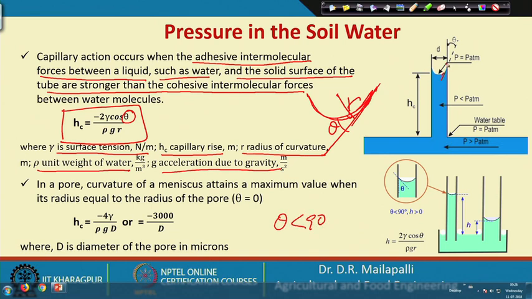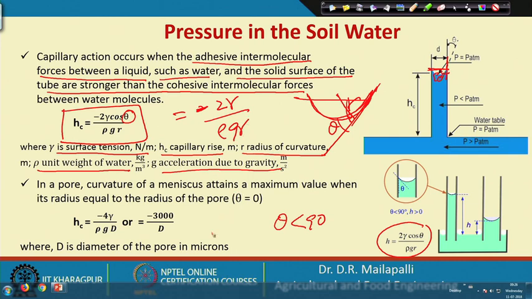So, that means 0 means exactly it is falling here, right. So, there is no surface tension. Okay. So, when theta is equal to 90 degree, that is the maximum. Let us say 90 degree, then you get H c is equal to minus 2 gamma into rho g r.